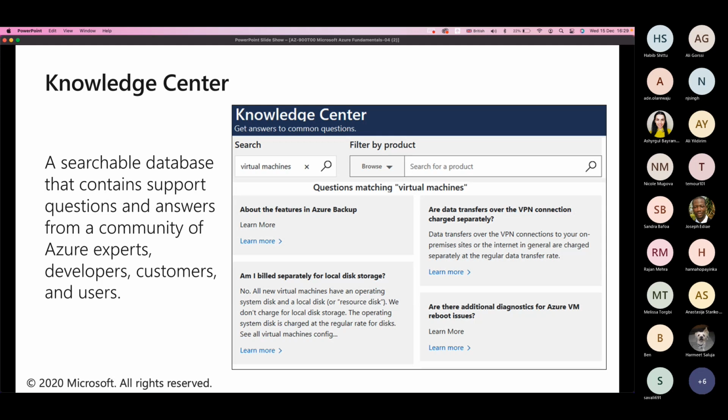The way that you might use it is the same way that you might use the Stack Overflow system. This is a searchable database that contains support questions and answers from communities of Azure experts, developers, customers, and users. So you can search by anything in there, filter by products, and then get the information you need. There is an example here of how to do that on the Microsoft Learn platform.